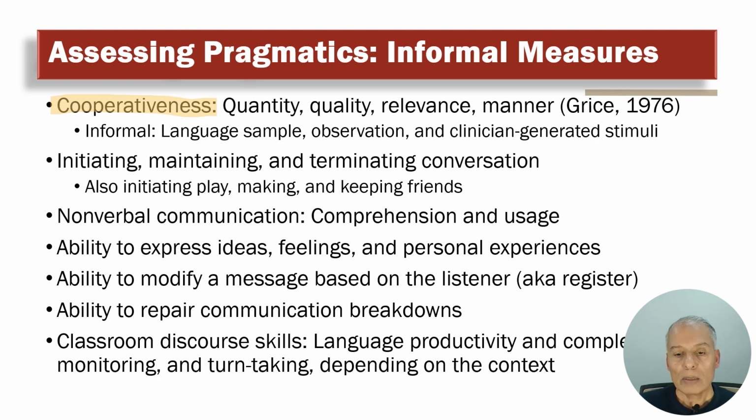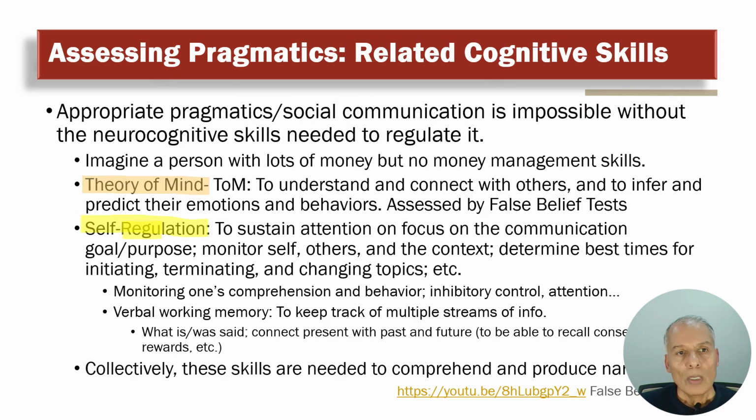Classroom discourse skills, the ability to produce a narrative, to speak and connect the speech, and also to monitor what you are saying. Turn taking depends on the context. For example, in a classroom, the teacher is talking, and the child is expected to be quiet unless there's something to say. So the rules of the context determine who is going to take the turn. And in the schools, the teacher determines too.